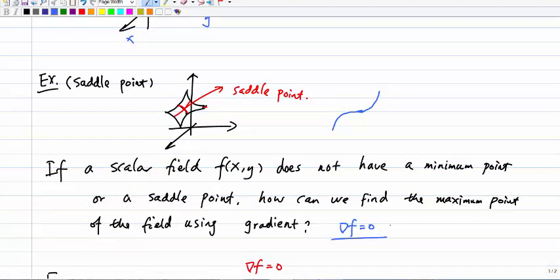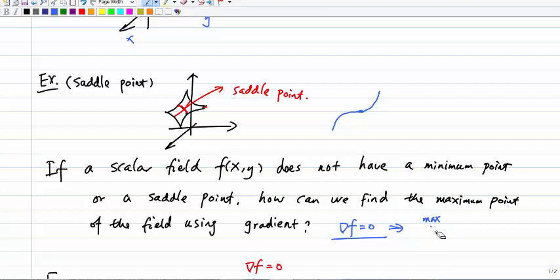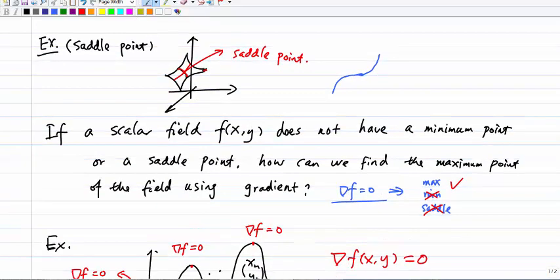Because gradient 0 means either a maximum point, a minimum point, or a saddle point. Since it's not a minimum point and not a saddle point, it must be a max point. So you just have to compute the gradient, set it to be 0, and find what points give you a 0 gradient. Then you find the value associated with that point. You get the maximum value, basically.